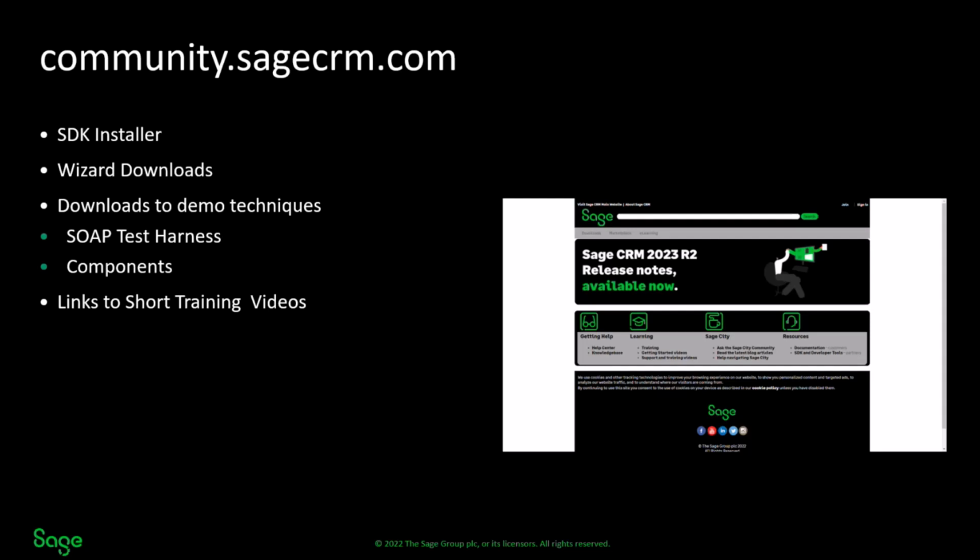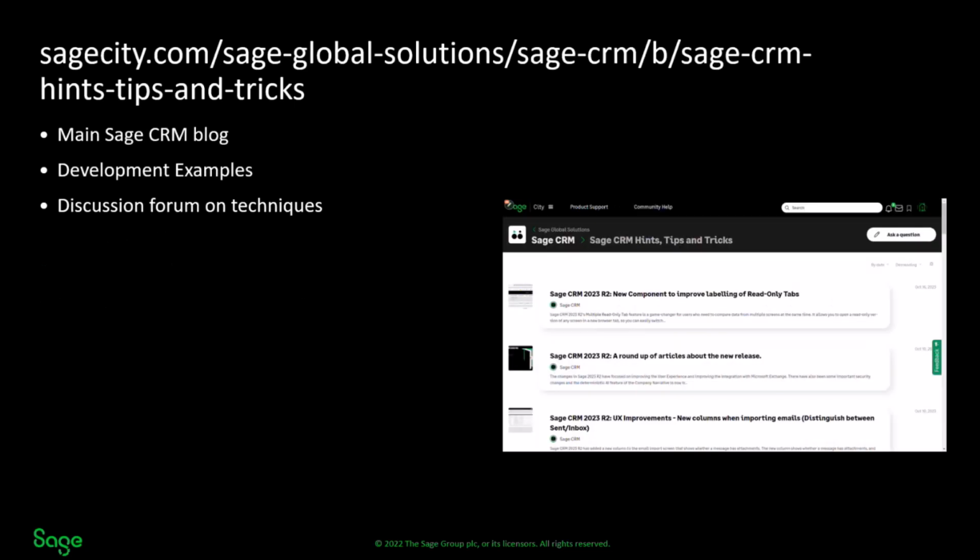You've got wizards. The advanced customization wizard or the entity wizard is also available on community.sagecrm.com. You've also got sample components that demonstrate techniques, and these include things like the SOAP test harness, which, if you're trying to understand the SOAP web services, is a very useful tool. It also has links in the training environment to go off to some short training videos, which are very useful. Now, those videos are all found on YouTube, and I'll mention that in a moment.